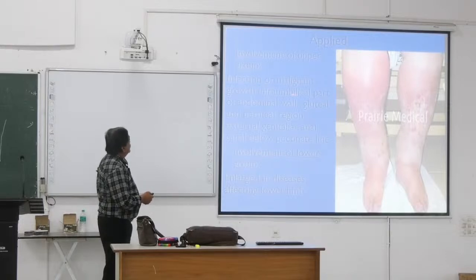Infection or malignant growth in the infraumbilical part of the abdominal wall, gluteal, perineal region, external genitalia, anal canal below pectinate line. Involvement of lower group, enlarged in disease affecting lower limb.